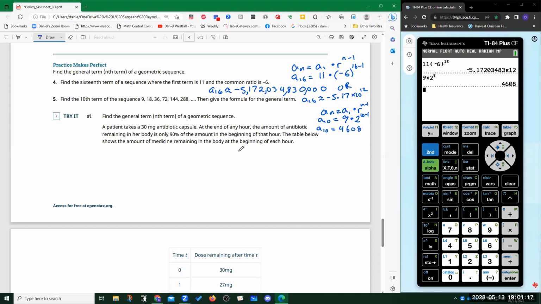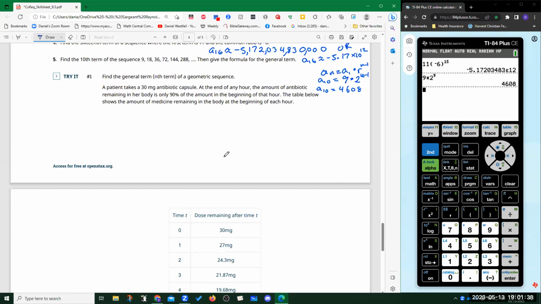Now you may remember this last problem here, this try it number 1. This is from our first lesson where we just talked about sequences in general. And I told you that this particular problem, which I believe was the last problem on that worksheet, was going to be a geometric sequence. So a patient takes a 30 milligram antibiotic capsule at the end of every hour. The amount of antibiotic remaining in her body is only 90% of the amount at the beginning of that hour. The table below shows the amount of medication remaining in the body at the beginning of each hour.